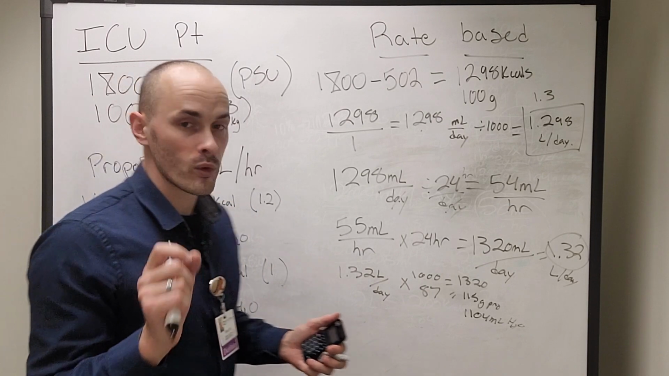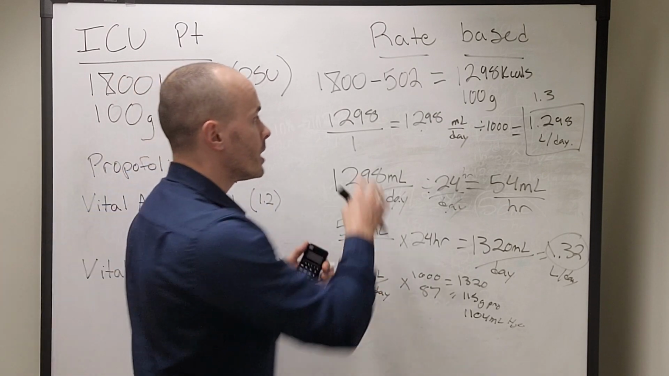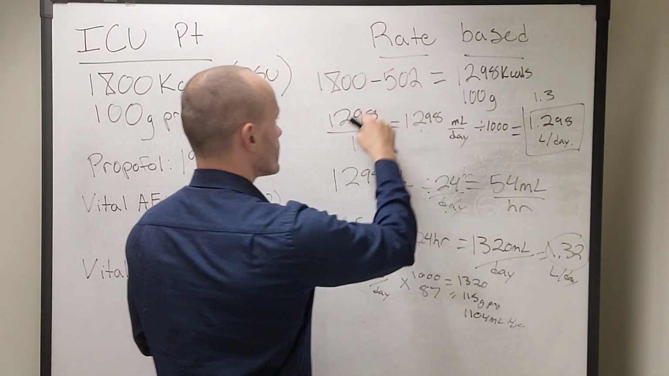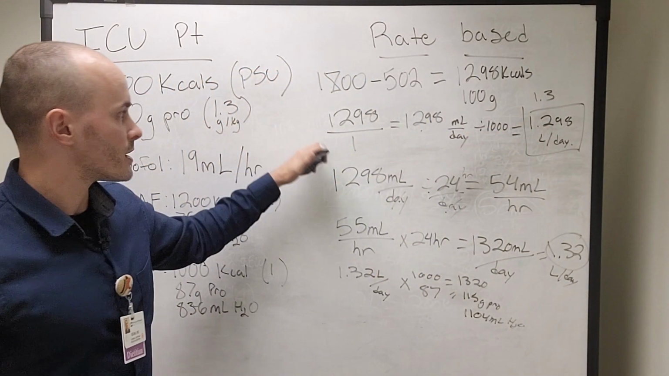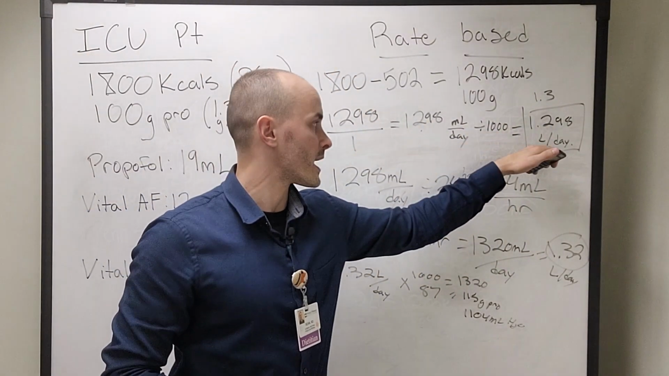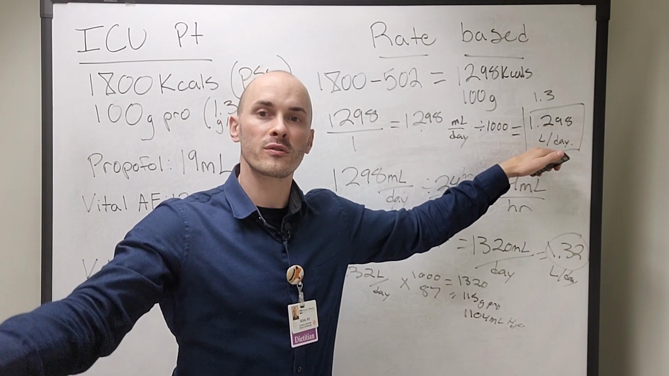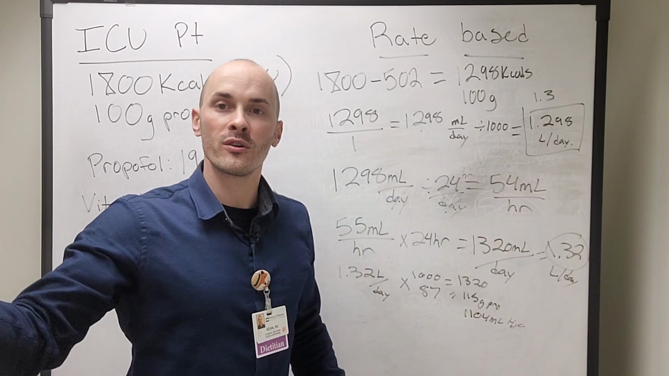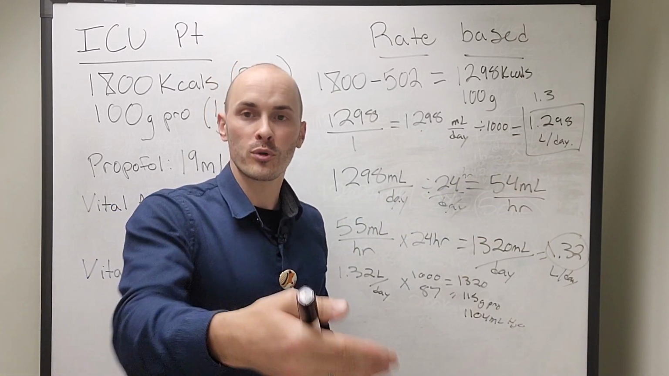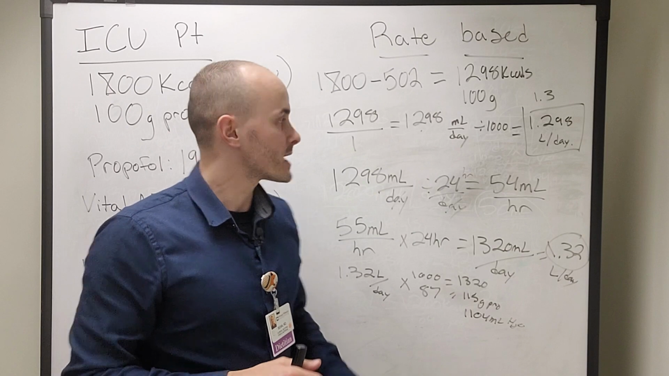Now I just want to touch on one thing that I don't think I was clear about. When we go back up here, we took the calorie needs divided by the concentration divided by 1,000 because we wanted to figure out, is this formula going to provide an adequate amount of protein when it provides an adequate amount of calories?